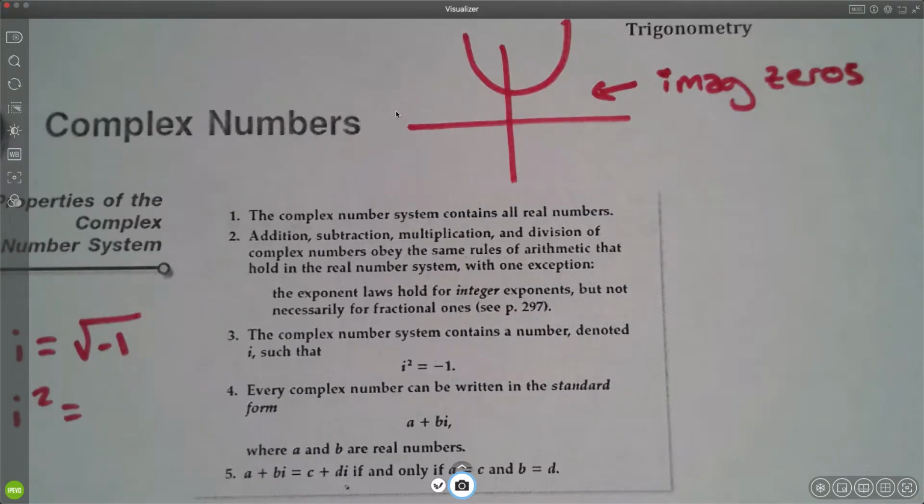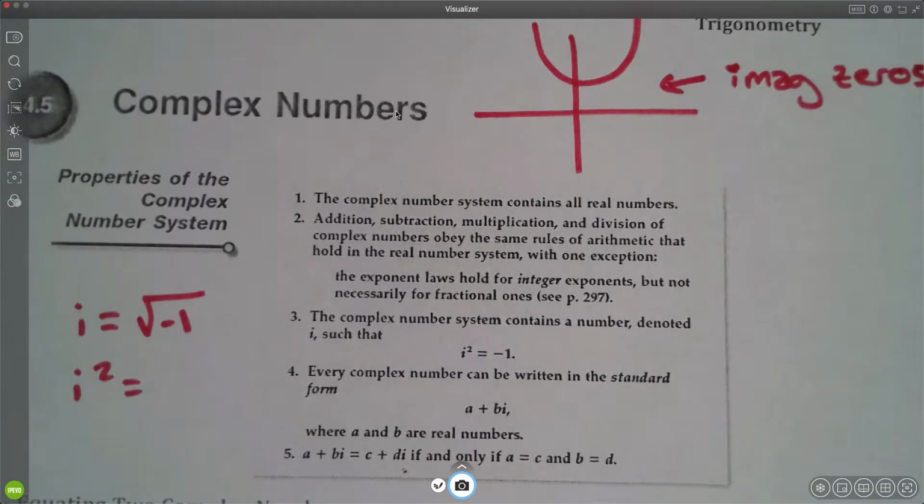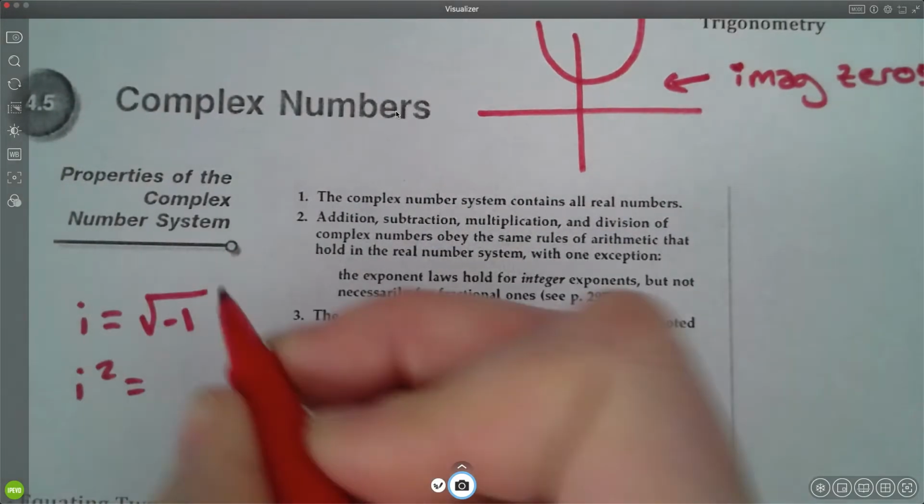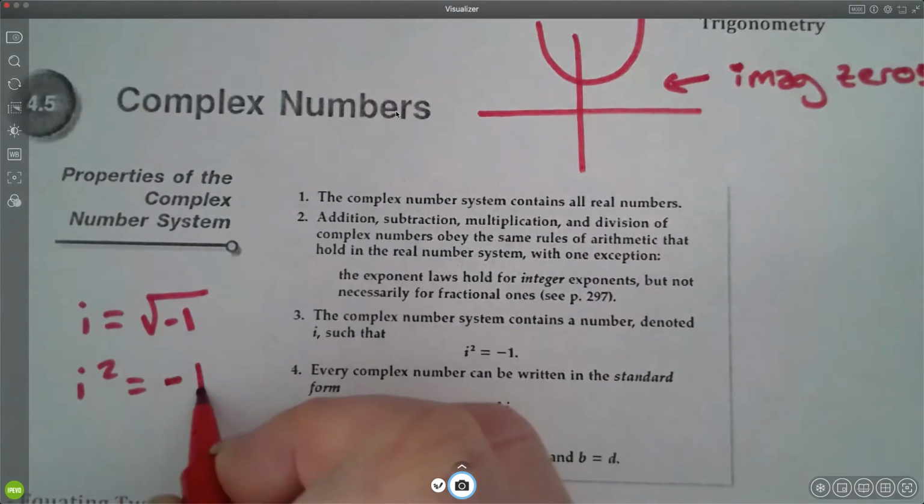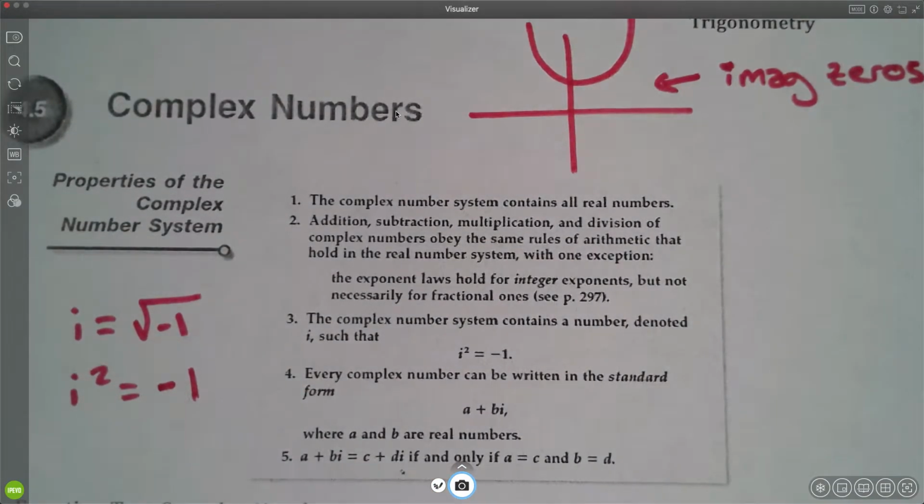Imaginary zeros. So this is the whole reason why imaginary numbers exist. To get a negative under the square root, not going to happen. So that's why we designate i as being the square root of -1. i squared would then be, if you just square both of those, when you square a square root, the square root is going to go away. So i squared is -1. Those two things you need to have memorized. Everything else is pretty straightforward.